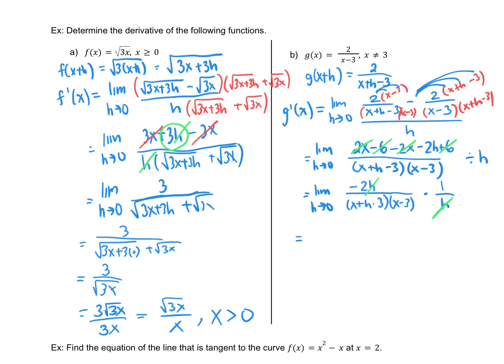And I will also go in and replace h with 0 because now I can substitute that in. So I'll have x plus 0 minus 3 times x minus 3. So I have x minus 3 two times, so I can write this as x minus 3 squared, with the little restriction that x cannot be 3. And there we are, 2 derivative examples, one for a square root and one for a rational function.